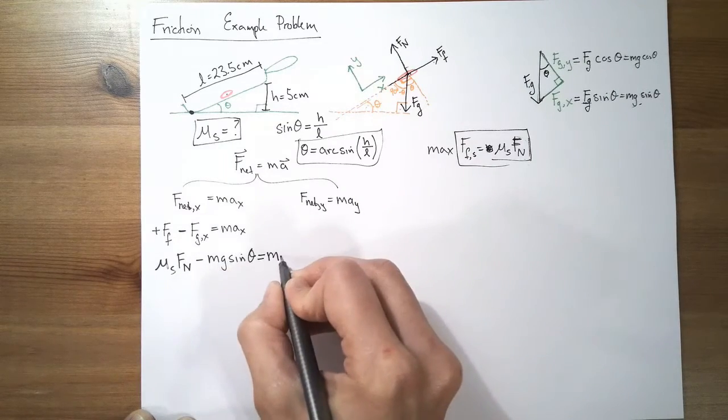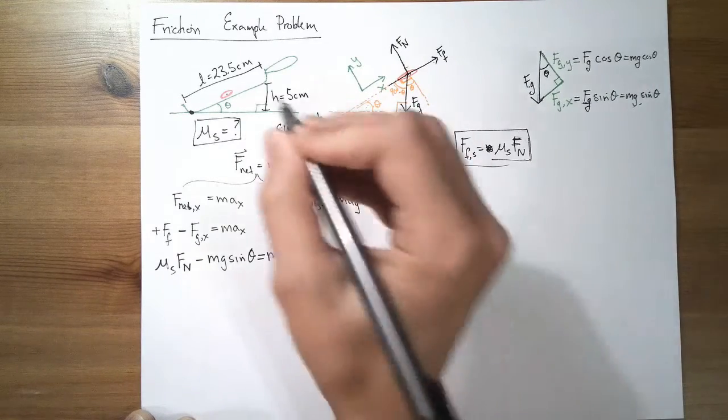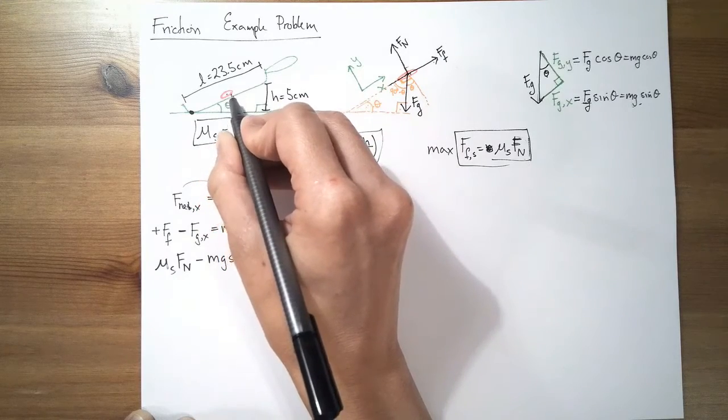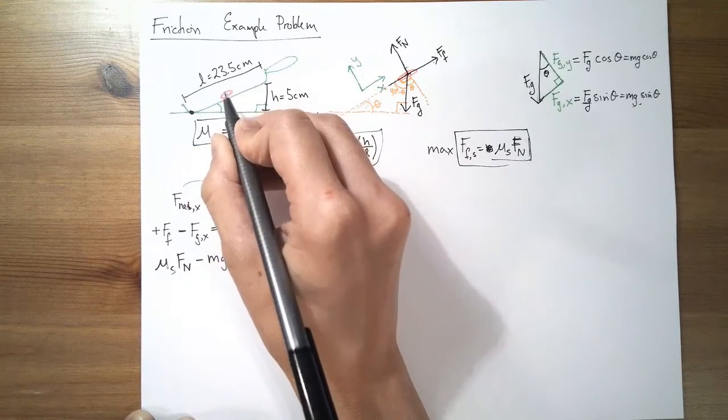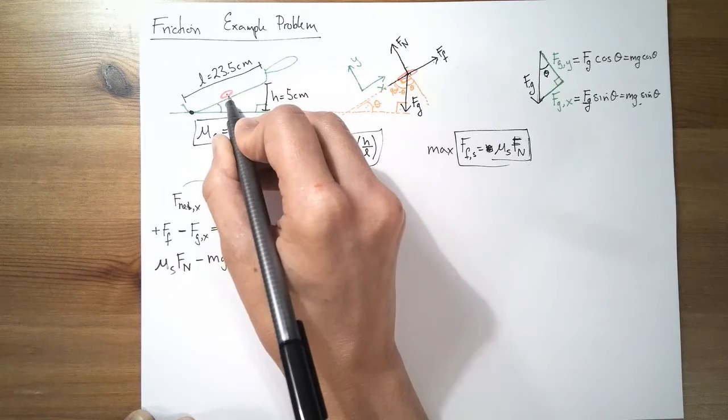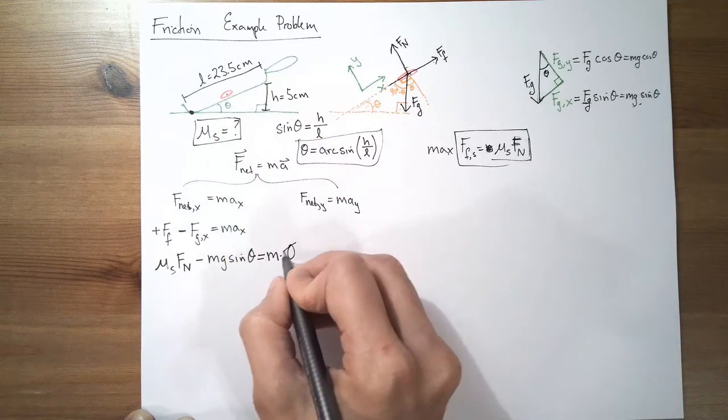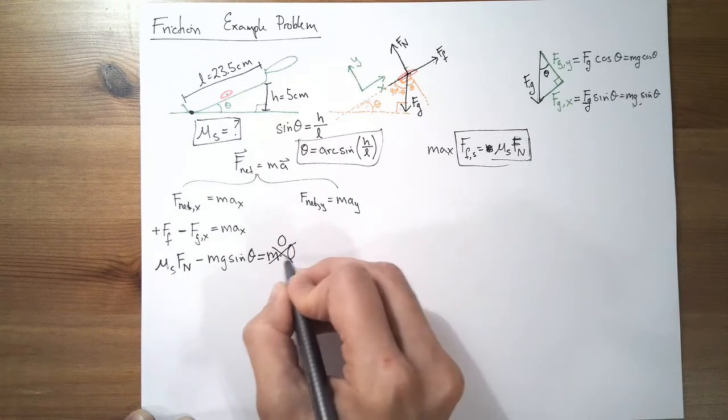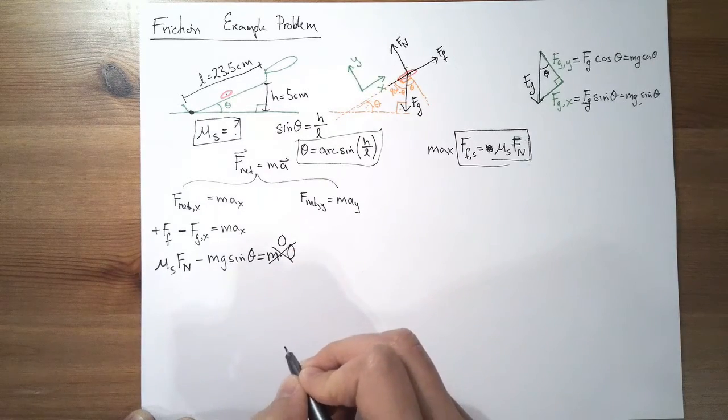So the acceleration then is 0, because until we hit this angle, the bacon wasn't sliding, it wasn't moving, and it remained not moving. So the velocity wasn't changing, it was 0, and it stayed 0. So the acceleration was 0, and that makes this whole side 0, because anything multiplied by 0 is 0.